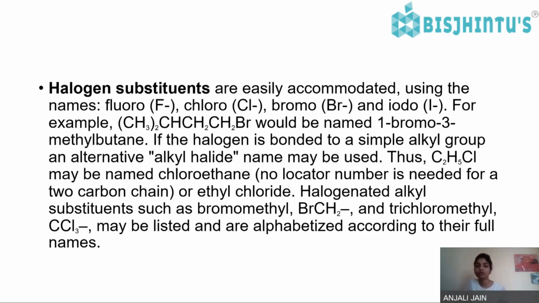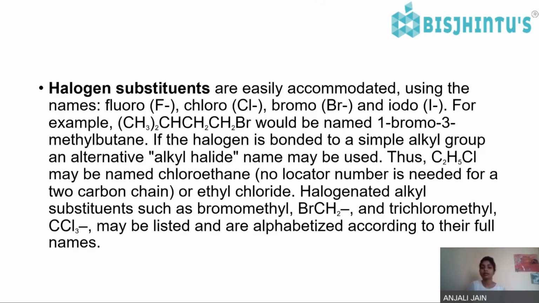Like in the 1-bromo 3-methyl butane, there was a methyl substituent at the third position. But if there is no methyl substitution, only a halogen-substituted alkyl group, then I can name it as an alkyl halide, an alkyl group attached with the halogen. Alkyl halide: ethyl chloride, propyl chloride, butyl bromide.